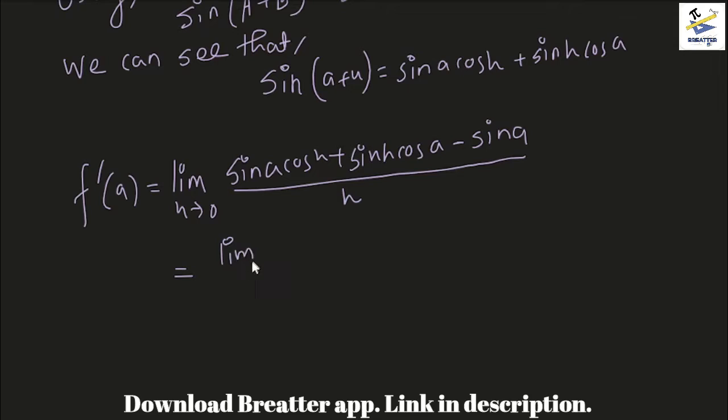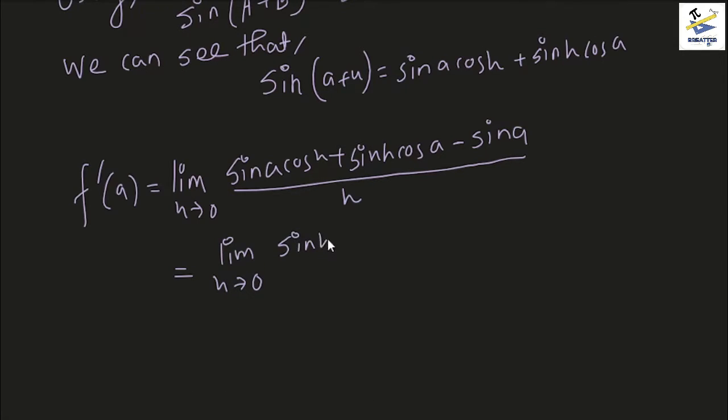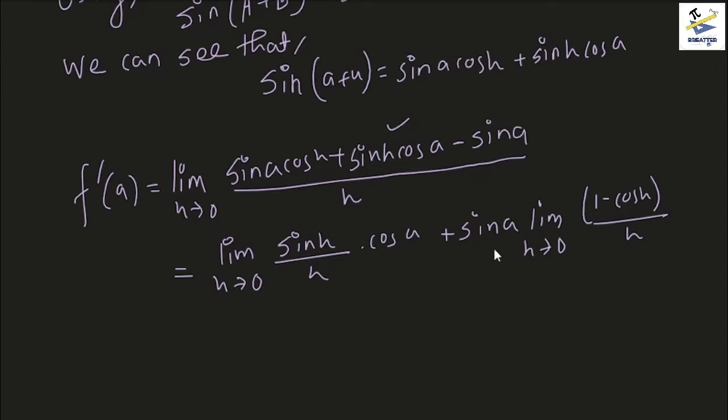So what we can do is limit h tends to 0 sine h by h into cos a. So we can just take the second term here and we can take the first term common, and we can write limit h tends to 0 1 minus cos of h by h, right? So this limit is 1, so it becomes cos of a, because we have learned about the limit x tends to 0 sin x by x in the previous videos.